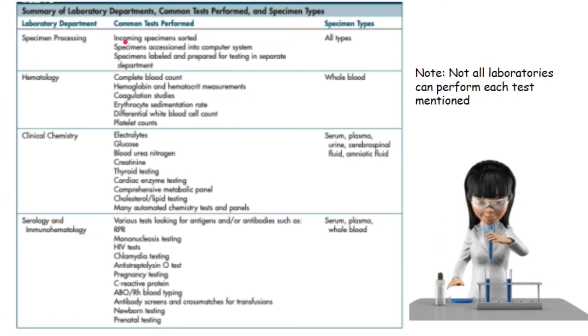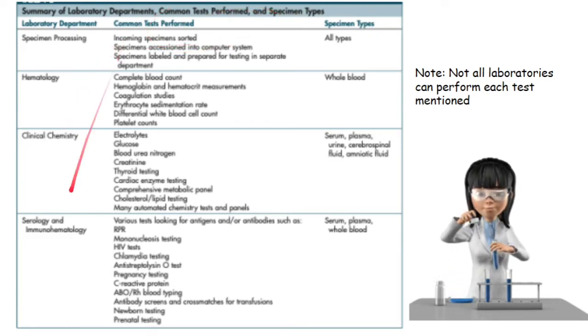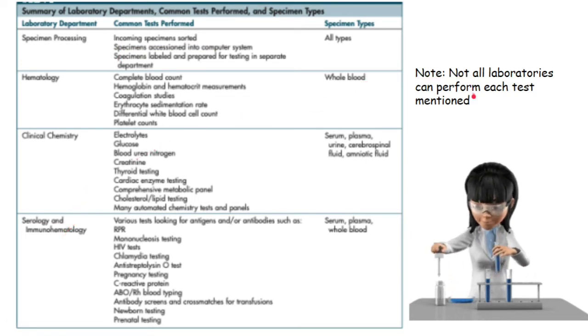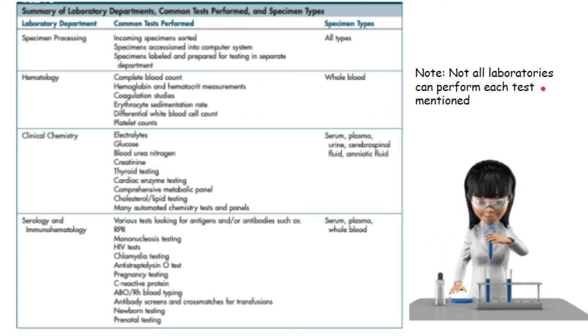Okay, so here is a summary of the laboratory departments, common tests performed, and acceptable specimen types for the departments we discussed earlier. Note that not all laboratories can perform each test mentioned, but these are the possible ones they can perform, and the most common ones. In specimen processing, incoming specimens are sorted and accessioned into the computer system, so the information is input into our computer. Specimens are labeled and prepared for testing in separate departments. Acceptable specimen types here are all of them.